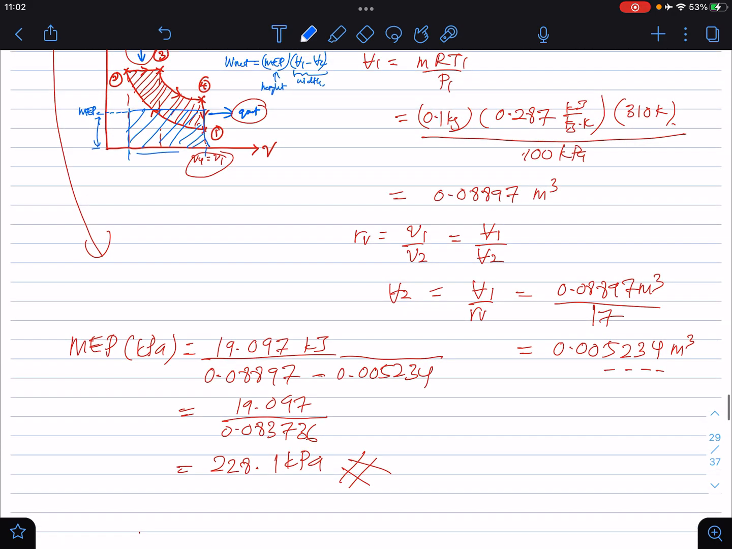Okay, so that's all for now. So this is the diesel cycle. I will show also the dual cycle.